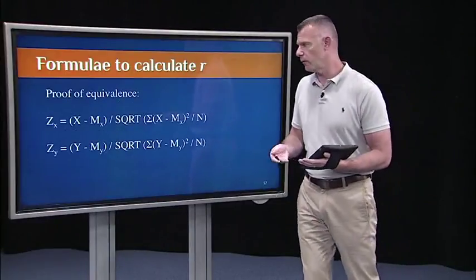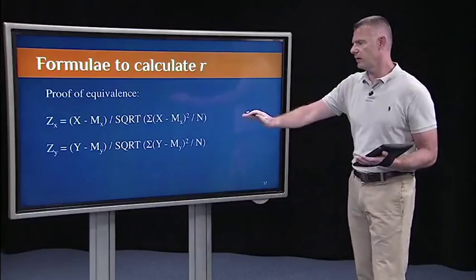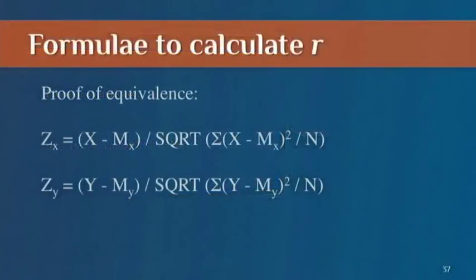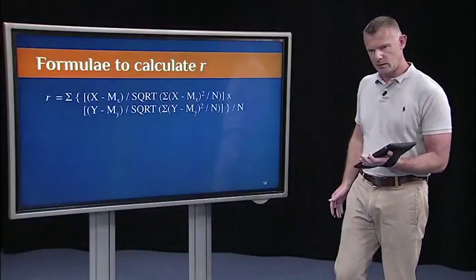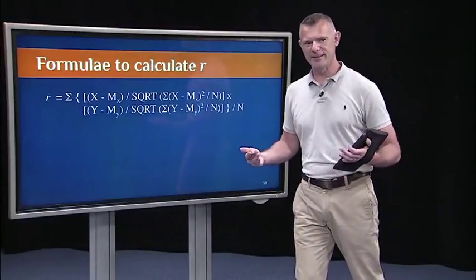So here's the final proof of equivalence. If I write the z-score formula out in really long form, then what I have is x minus M of x, so x minus the mean of x, over standard deviation written in long form. So this whole piece is just standard deviation of x. This whole piece is just standard deviation of y. Now let's write it in its really tedious long form.